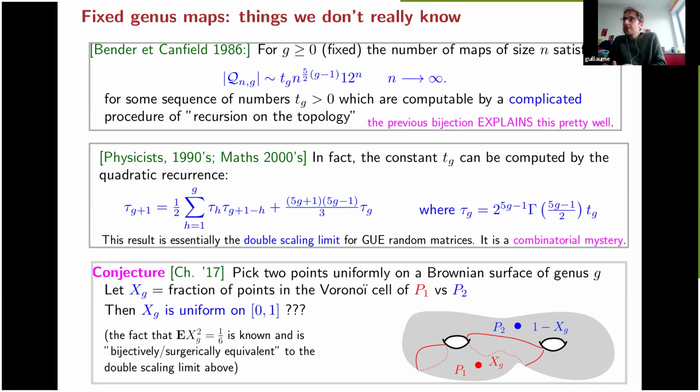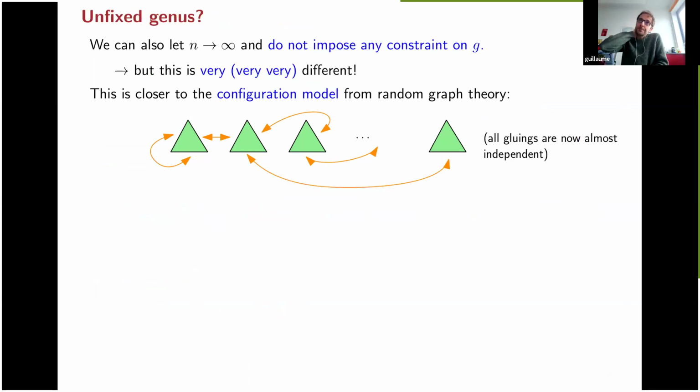So now I would like to do something else. I would like to do maps where the genus is not fixed. Okay, so what can I do? It's not fixed, or at least it grows with n. So the first thing I can try to do is the completely unfixed genus case. So I can just let n go to infinity and not impose any constraint on the genus.